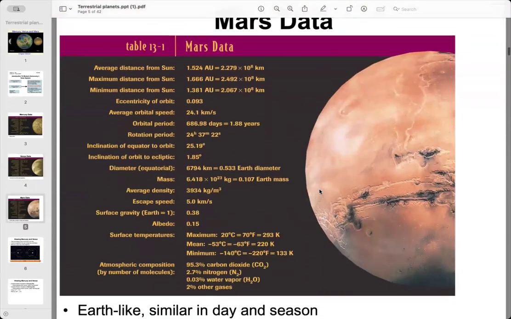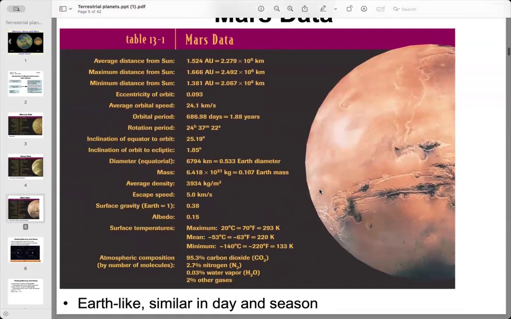Then comes Mars. Mars is the red planet. It is similar to Earth in terms of having its day very close to 24 hours, and it has seasons as well. Its distance from the sun is about 1.5 astronomical units. Orbital period is 1.88 years.